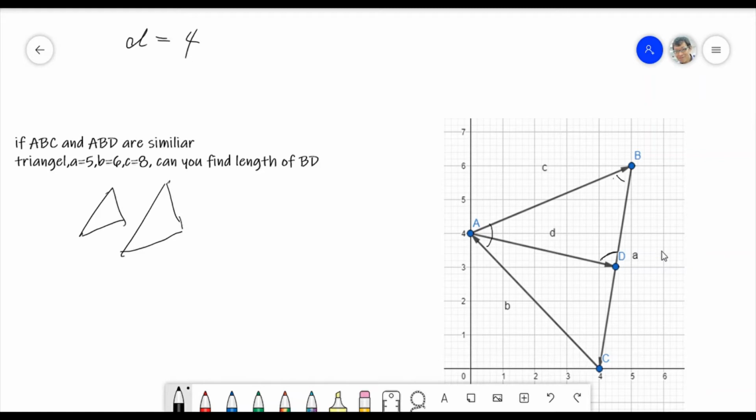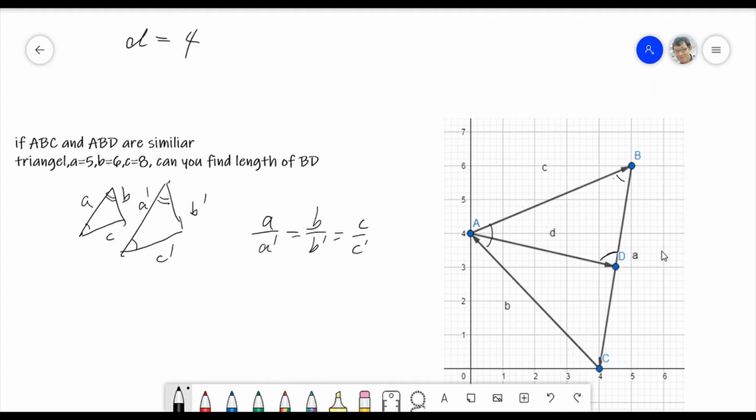Just as an example, suppose this is triangle ABC and this is triangle A prime B prime C prime. If these are similar triangles, then a divided by a prime equals b divided by b prime equals c divided by c prime. Also the corresponding angles are equal: angle A equals angle A prime, angle B equals angle B prime, and angle C equals angle C prime. So what is the characteristic of similar triangles? They are proportional, right?